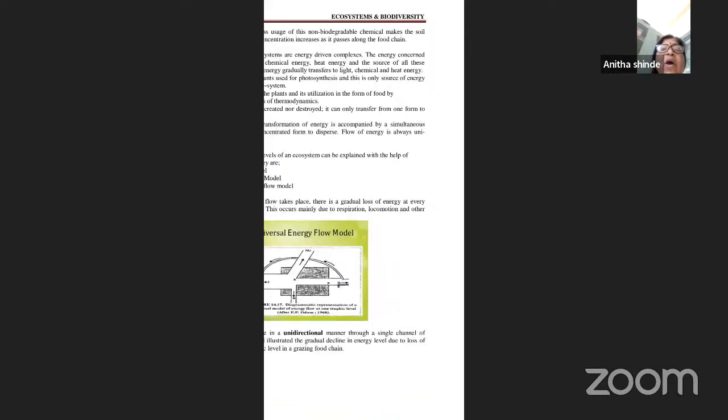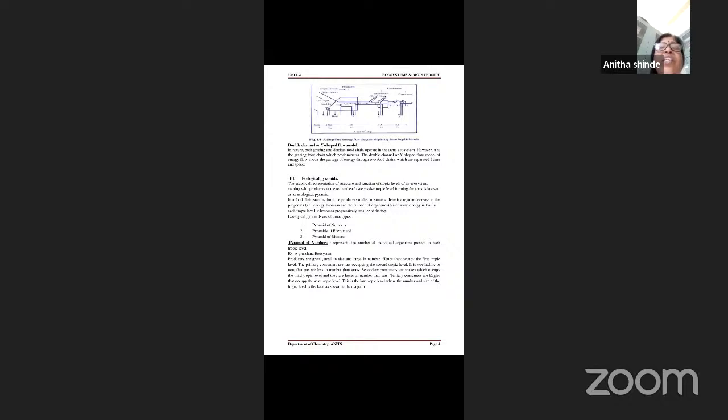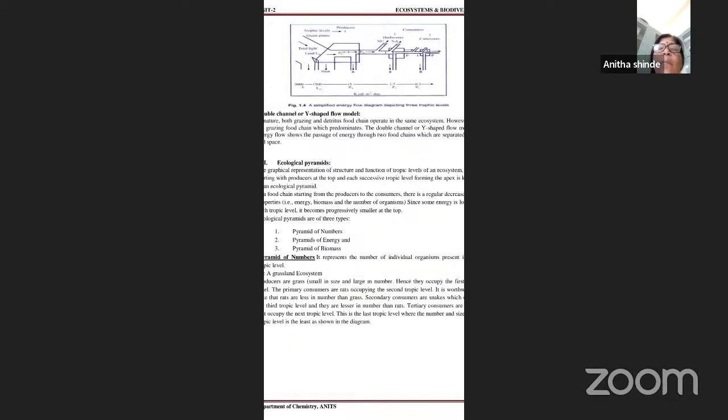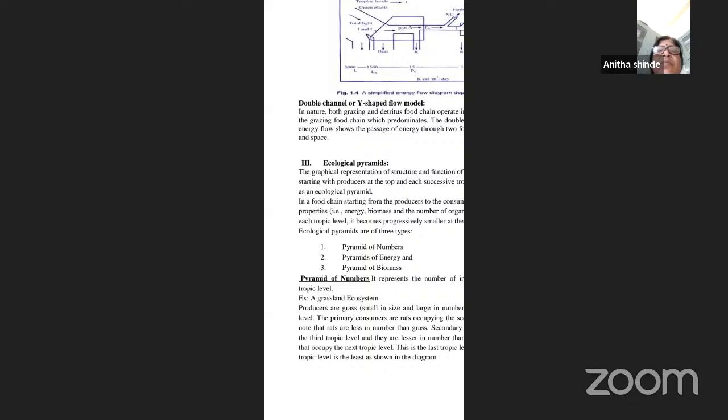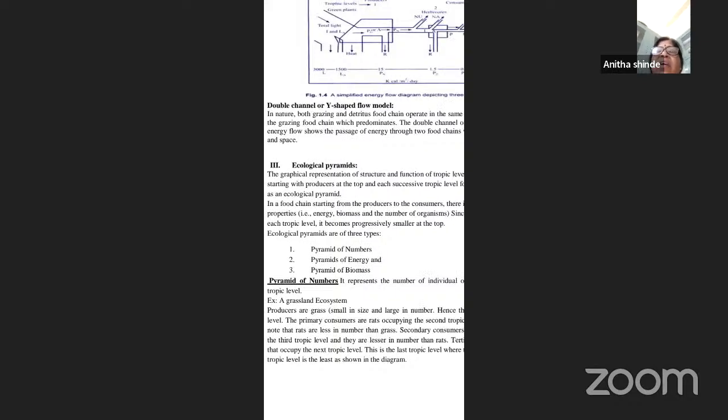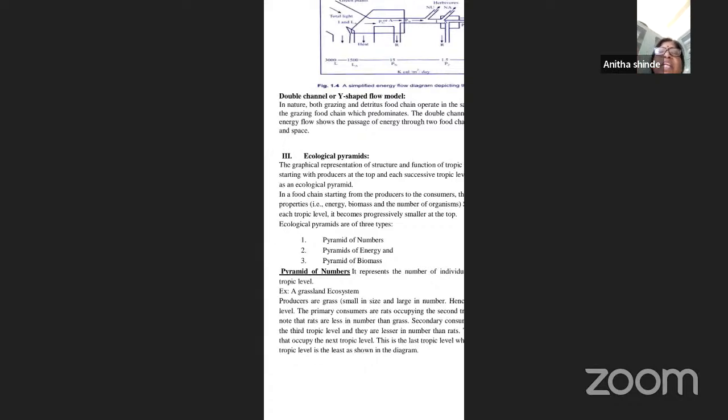Then the double channel or Y-shaped model. In nature, both the grazing and detritus food chains operate in the same ecosystem. However, it is the grazing food chain which always predominates. So in the double channel or Y-shaped model, energy passes through two food chains, and both types of food chains are involved. That is what we call double channel or Y-shaped flow. So this is all about energy flow.